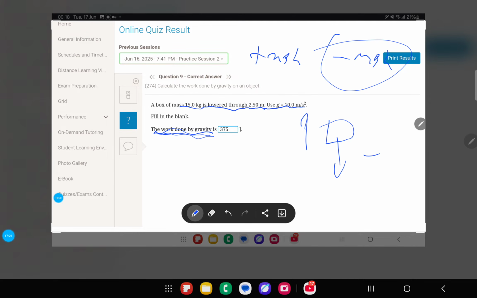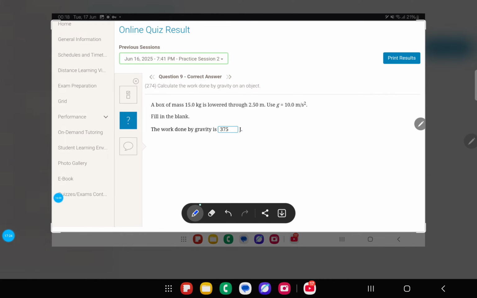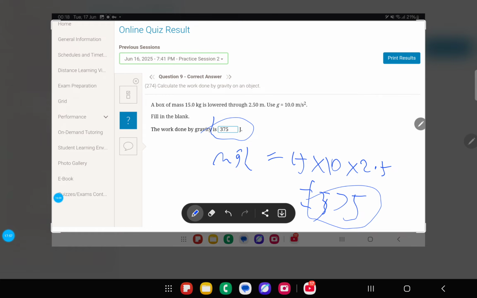So it always depends on what the question is asking. But here they're asking what's the work done by gravity as it's being lowered. So it's positive, the same direction. So use mgh equals mass 15 times gravity 10 times height 2.5. 15 times 10 times 2.5 equals 375. Okay, that's the work done by gravity.